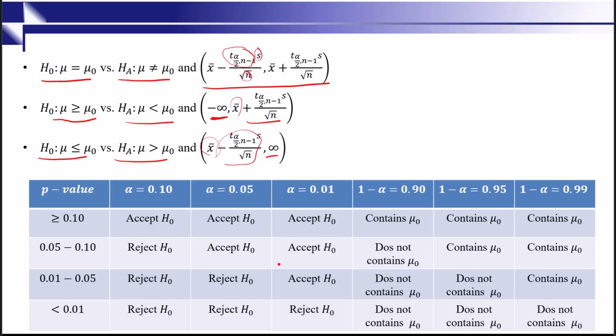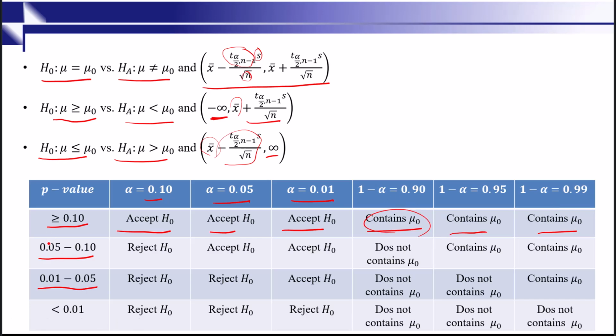So this table summarizes the relationship between confidence level, p-value, and significance level for the two-sided problem and the one-sided problem, right? We have some cases: p-value greater than 0.1, p-value between 0.05 and 0.1, p-value between 0.01 and 0.05, and p-value less than 0.01. If the p-value is greater than 0.1, we accept the null hypothesis, right? Here alpha is 0.1 for 90%, 0.05 for 95%, and 0.01 for 99%, right? So in all cases, if the p-value is greater than 0.1, we accept the null hypothesis, right? And the 1 minus alpha interval contains mu0 in all three cases.